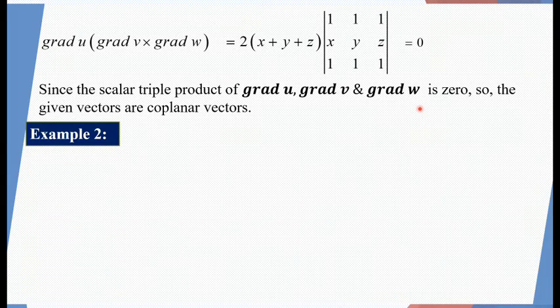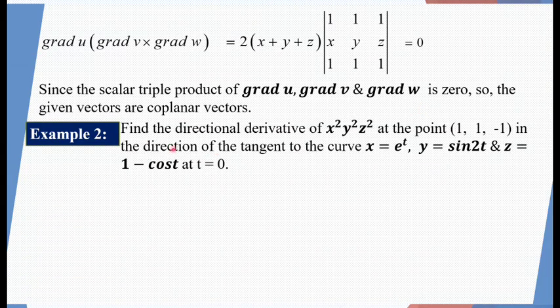So now example 2: find the directional derivative of x square y square z square at the point 1, 1, minus 1 in the direction of the tangent to the curve x equals e raised to power t, y equals sine 2t, and z equals 1 minus cos t at t equals 0. That is, we have to find the directional derivative of this at this particular point and in the direction of the tangent of this curve at t equals 0.